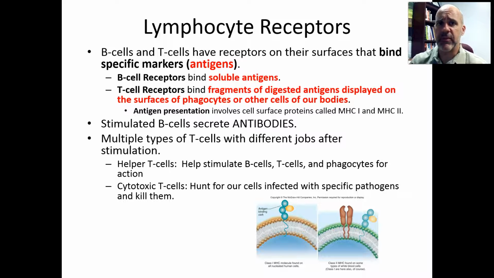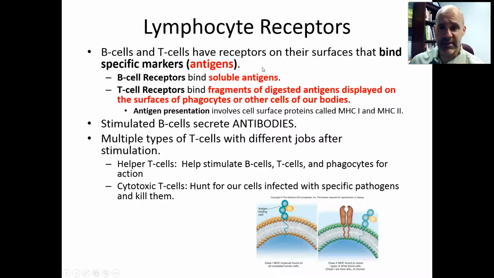There are B cell receptors, there are T cell receptors, and these are molecules that are programmed to bind very specifically to some specific antigen, a molecule that you might find on a pathogen. Now there is a difference. The B cell receptors bind to soluble antigens.